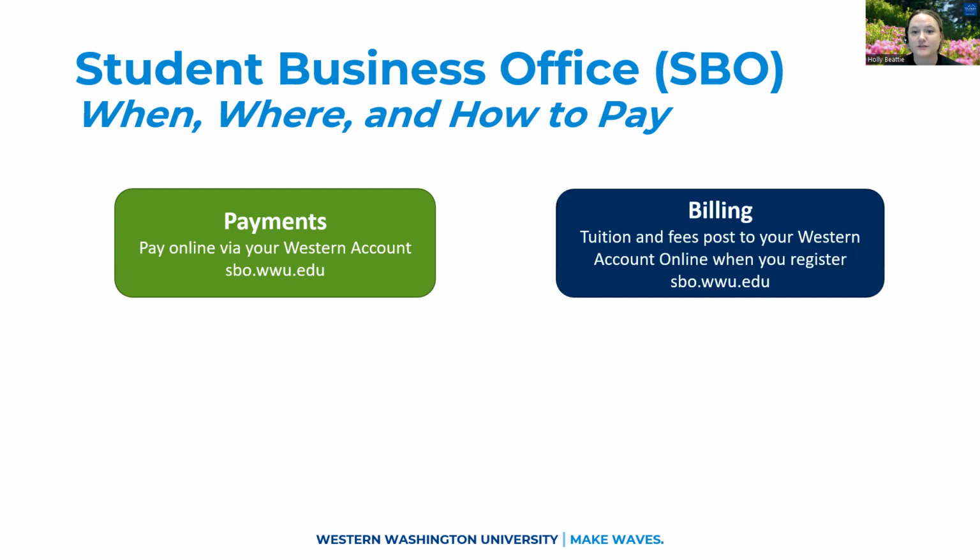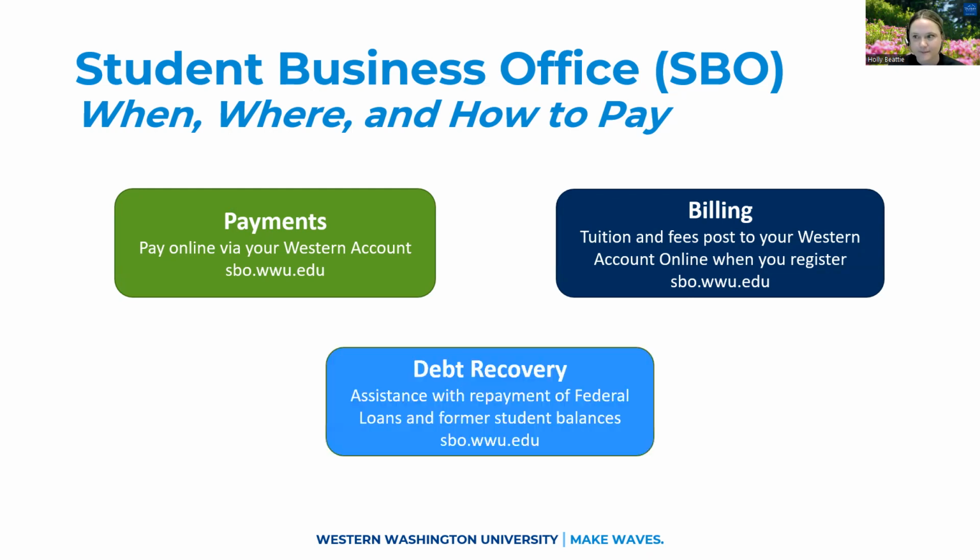The billing unit is responsible for the financial activity on your student account. So that includes your charges, refunds, and your year-end tax statements. The debt recovery unit helps students navigate the repayment of federal loans, as well as any former student account balances. So if you find yourself leaving Western with a balance, definitely get in touch with our debt recovery unit because they'll be able to offer some repayment solutions for you and really ease that process.